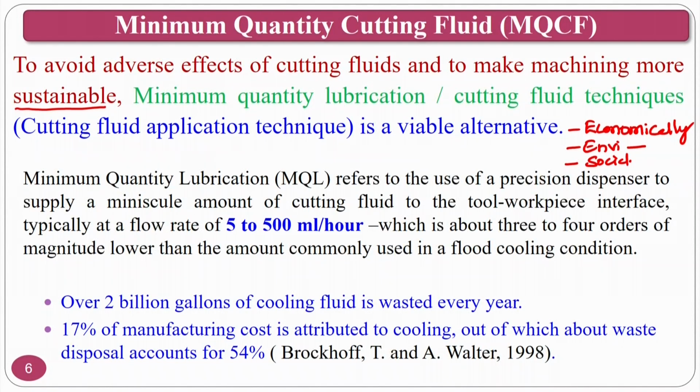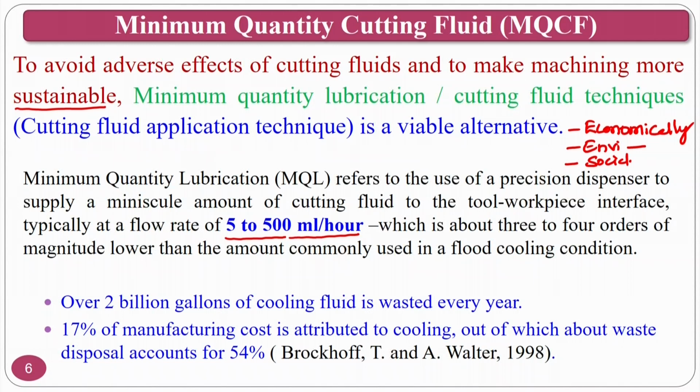Minimum quantity lubrication refers to the precise dispensing of the supply of fluid, normally 5 to 500 ml per hour. If you see, per minute in flood cooling it is 500 ml per minute, whereas here it is normally 5 ml per hour. So it is very minimal. So the 15 to 17% of the product cost that you are spending will be enormously reduced, so that your product can be competitive in the market.